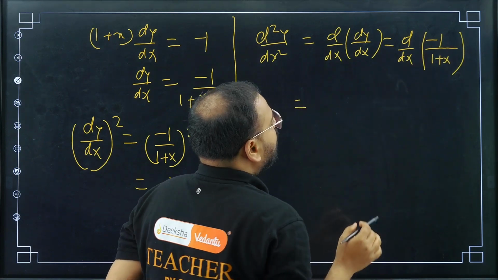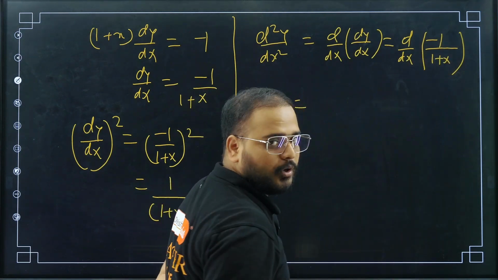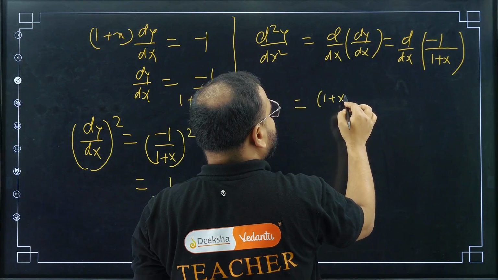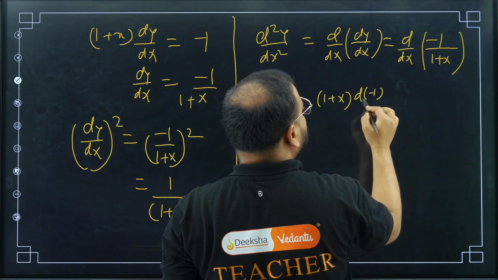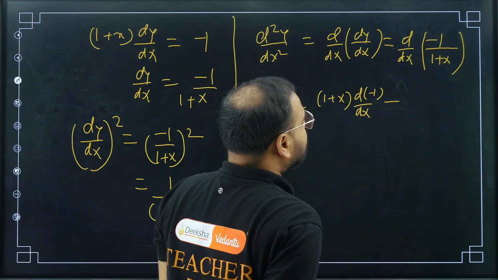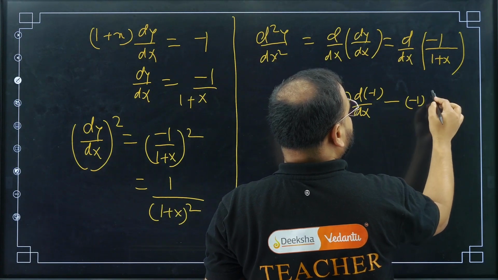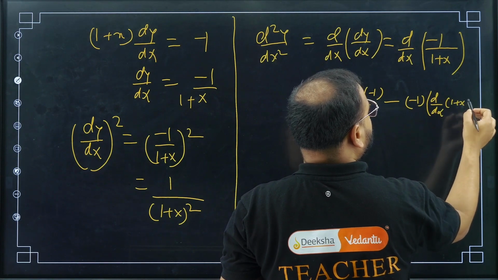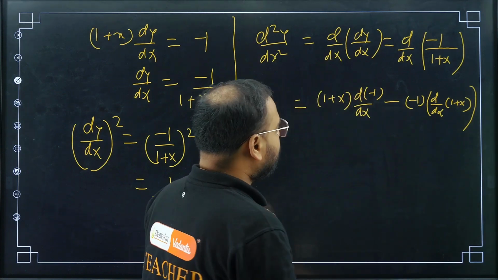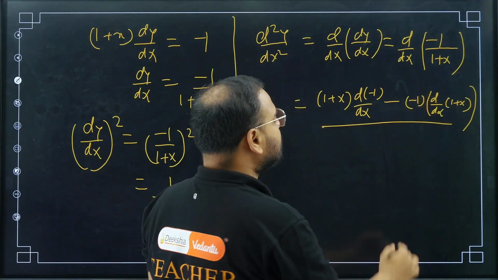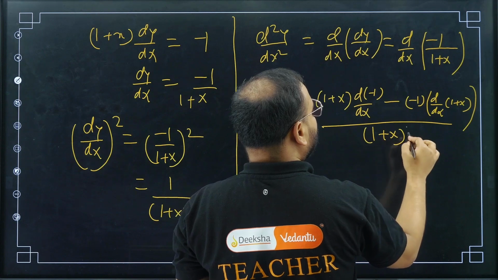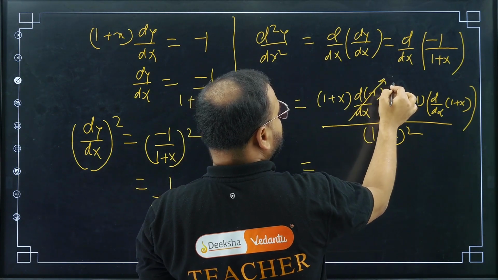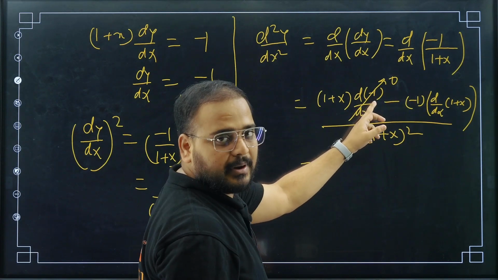Quotient rule: first differentiate the numerator and keep the denominator as it is. So I'll keep 1 plus x as it is and differentiate minus 1. Then I'll do the minus sign. I'll keep minus 1 as it is and differentiate 1 plus x. Next, the square of the denominator. Please check here. This is simply 0, right? The differentiation of the constant minus 1 will be 0.